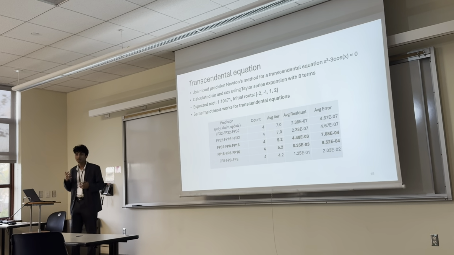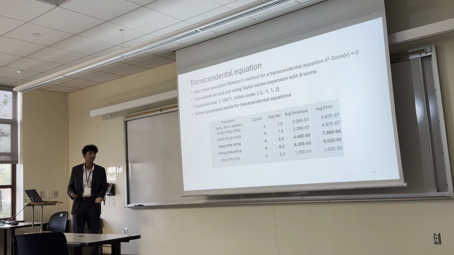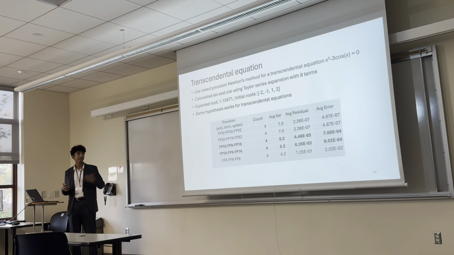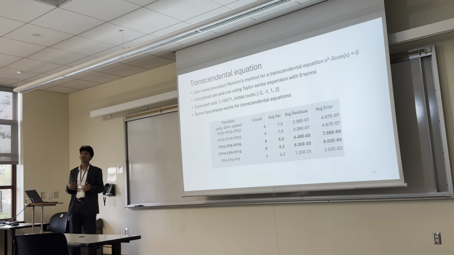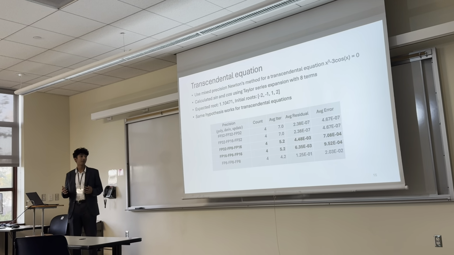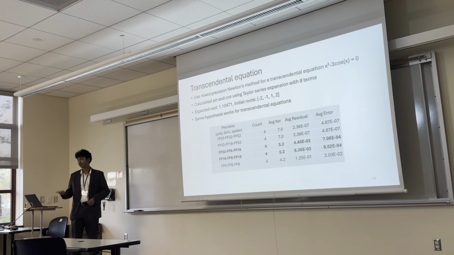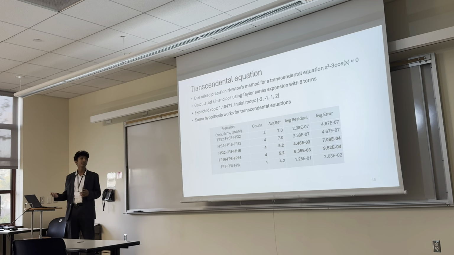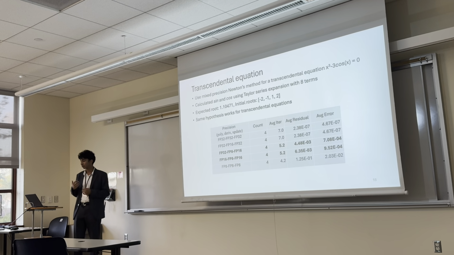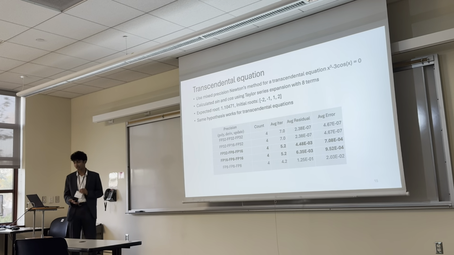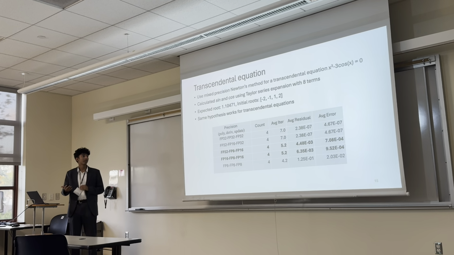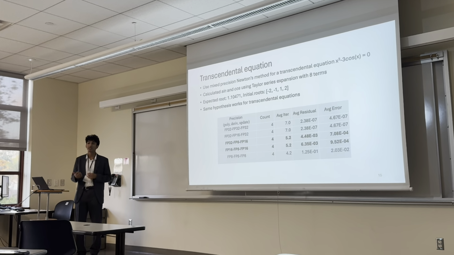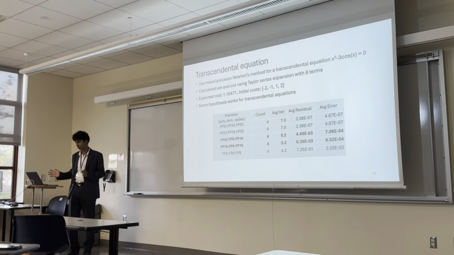So after using the EA method and Newton's method for the polynomial, we wanted to try this mixed precision approach for different kinds of equations, specifically a transcendental equation. So what we did is we used this mixed precision approach for the equation x cubed minus 3 cosine x. We calculated sine and cosine using the Taylor series with an approximation up to 8 terms.